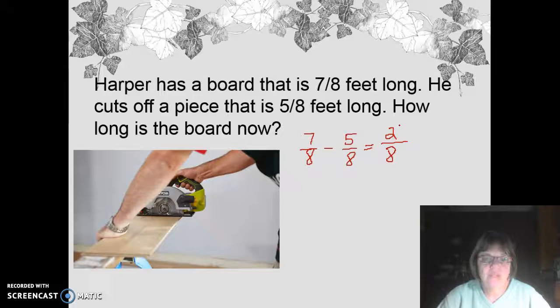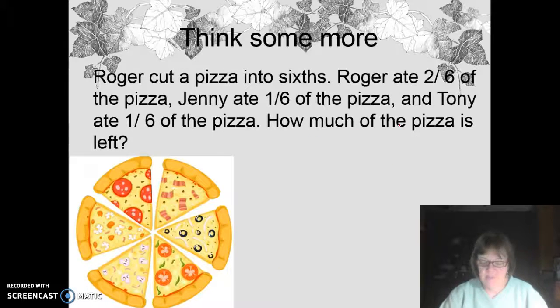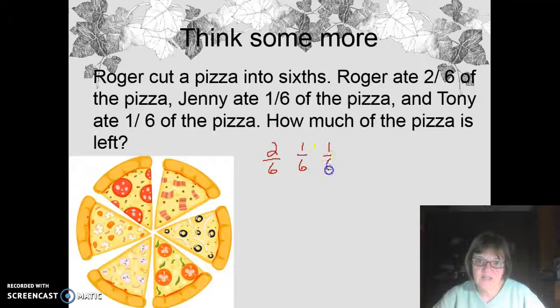Let's look at one more example, and then I'm going to ask you to see about answering something. So here's Roger. Here's that pizza illustration I was promising you. He cut a pizza up into 6, and he ate 2/6 of the pizza. Jenny ate 1/6, and Tony ate 1/6. So we got 2/6, 1/6, and 1/6. Now the question asks us how much of the pizza is left.